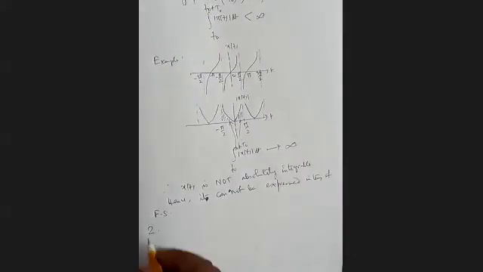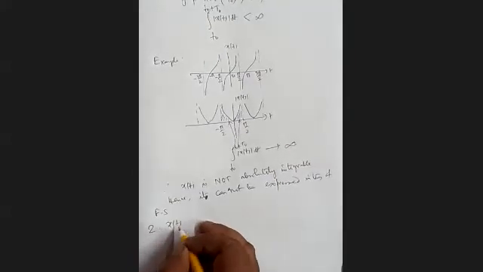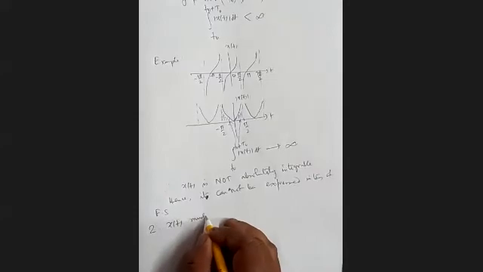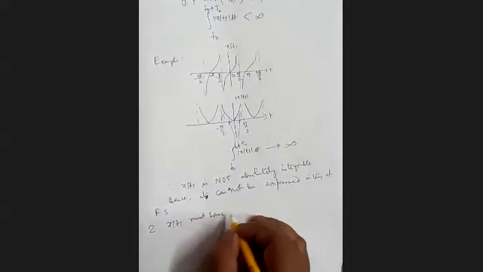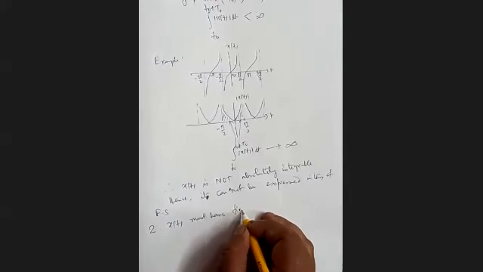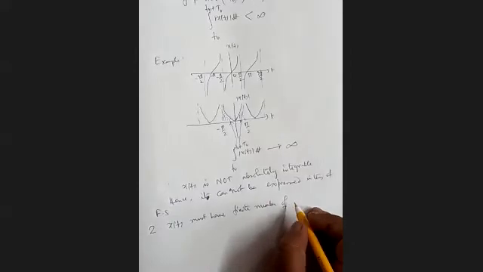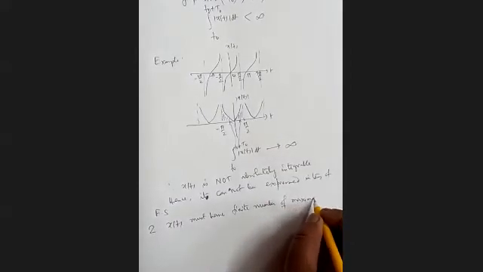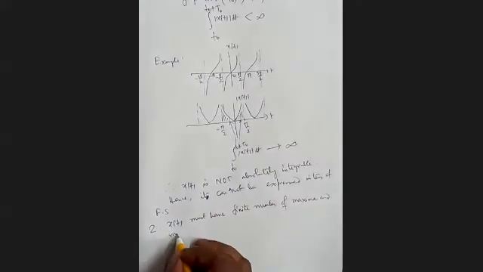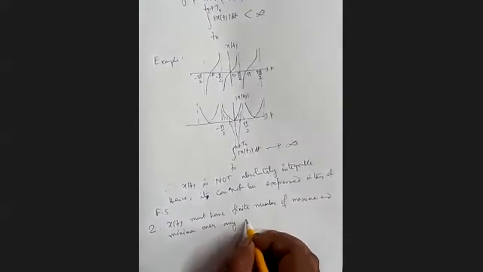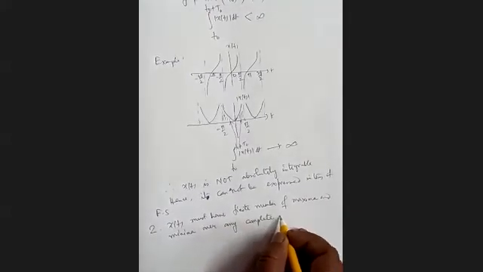Now condition number 2. x(t) must have a finite number of maxima and minima over any complete cycle.